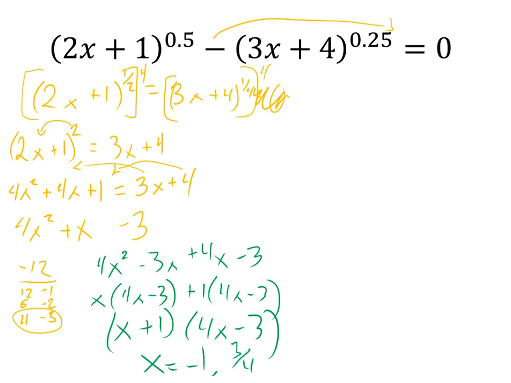So now we've got to plug them back in and see if we get the same answer. When we plug in a negative 1, we get a negative 2 plus 1. That's negative 1. Can you take the square root of a negative 1? No, it's not a real number, which means negative 1 will not work. Now when we plug in 3/4, it ends up working out pretty nicely. And 3/4 is our answer.